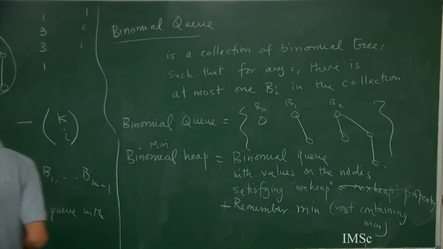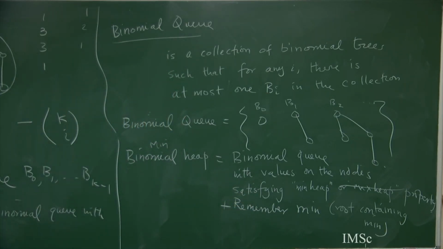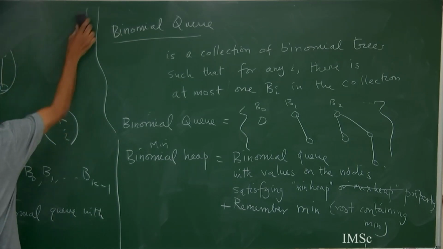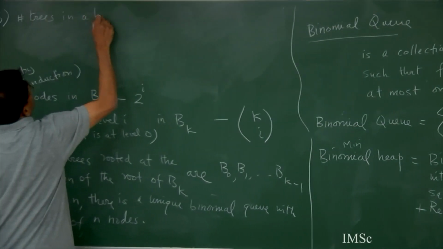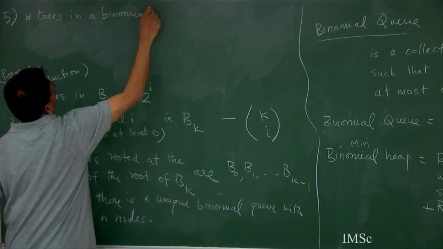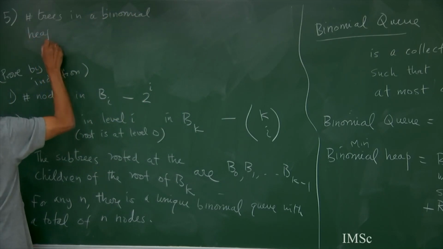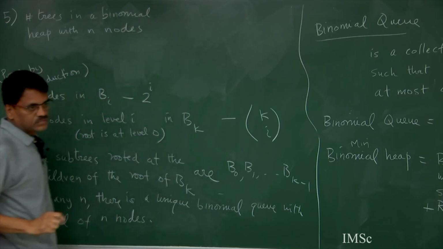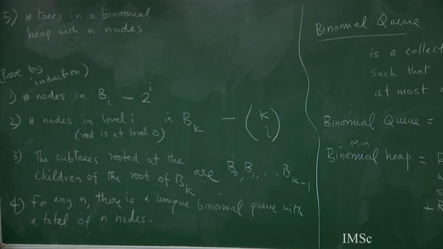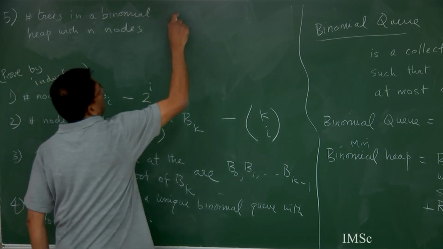So let's now write down one more property which will be useful. How many trees are there in a binomial heap with n nodes? At most log n, because it's just the binary representation, right? How many bits are in your binary representation of n? So it's at most log n.